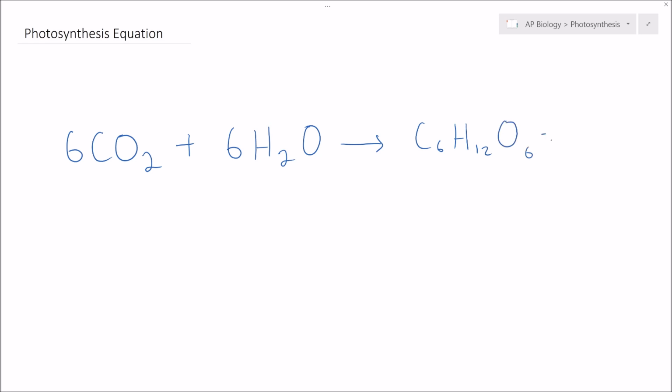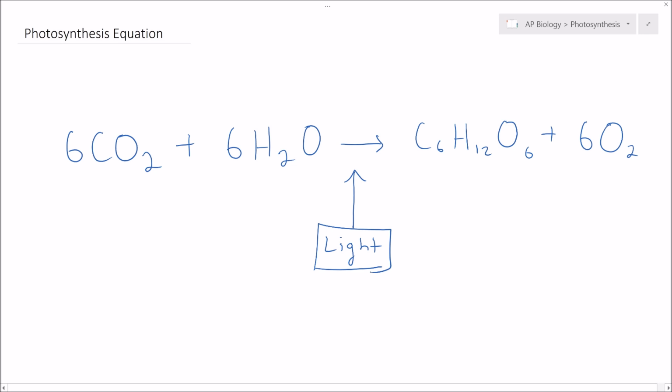So the equation for photosynthesis is going to be 6 CO2 plus 6 H2O yields glucose, or C6H12O6, plus 6 oxygen molecules. Now what this yield is, it's actually light, and this is a light reaction, and we're going to explain this right now. So over here you have carbon dioxide, you have your water.